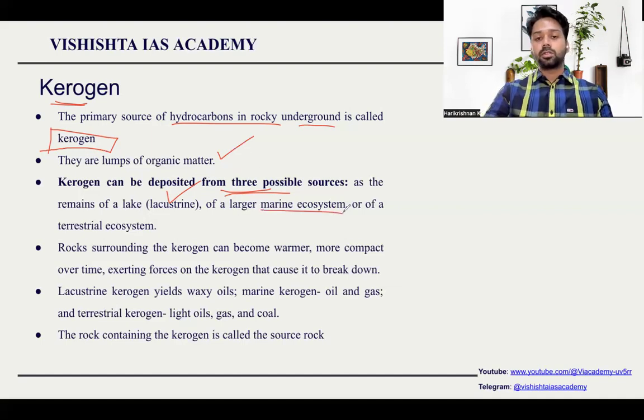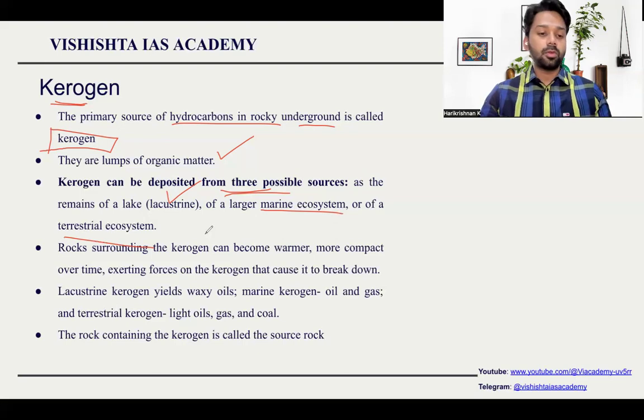Second one is marine ecosystem. If an entire sea gets immersed inside the landmass, for example, when we talk about the tectonic plates movement, we tell that the entire Indo-Australian plate was not in the position which is at present. It was in the southern side and then it moved. So there was a very big sea called the Tethys Sea. And this Tethys Sea completely submerged. So in such cases, we get marine ecosystem, and then we get terrestrial ecosystem, that is land. So in all these places, we get three different types of deposits.